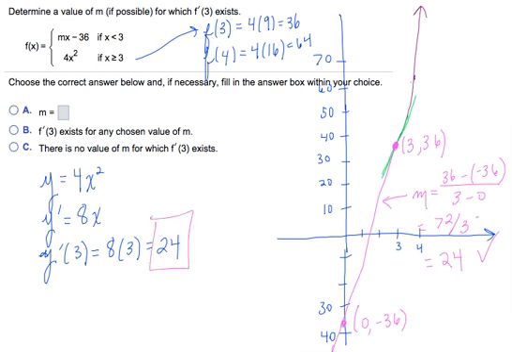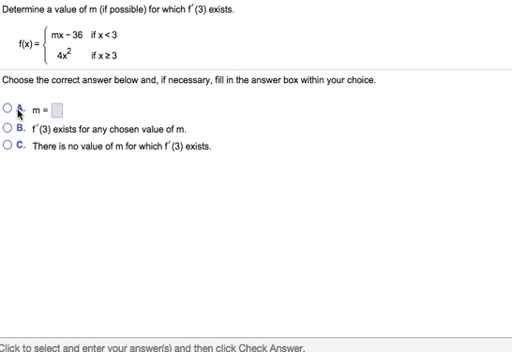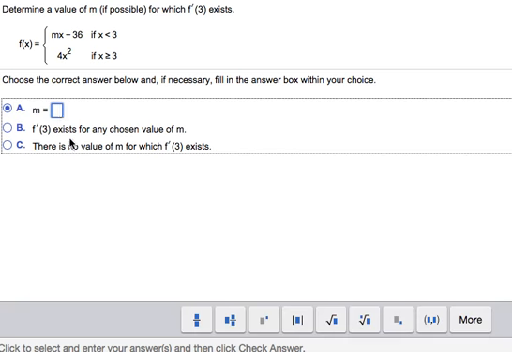So let's go over here. Yeah, it's not going to exist for any chosen value of m other than 24, because otherwise the slopes wouldn't be consistent at that point 3.